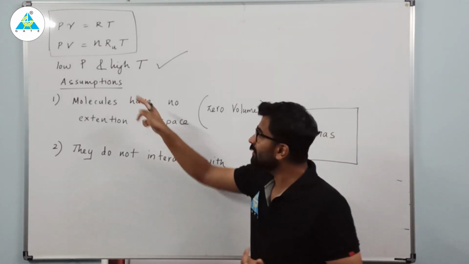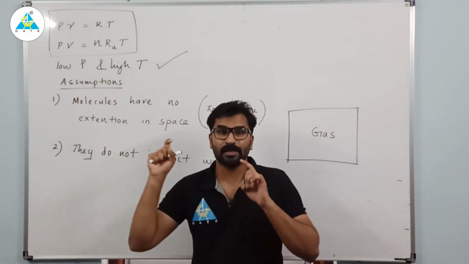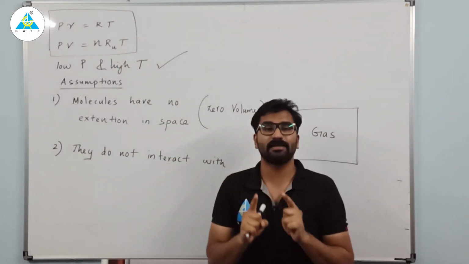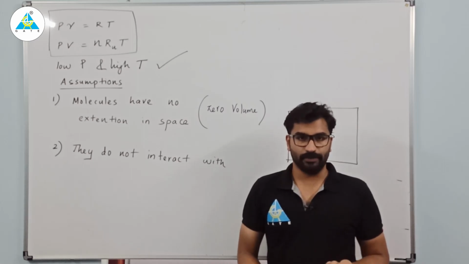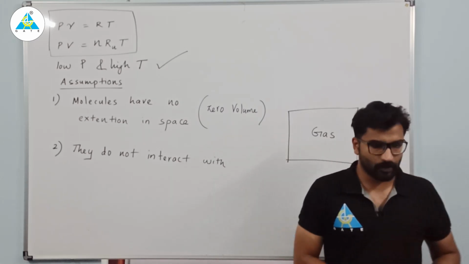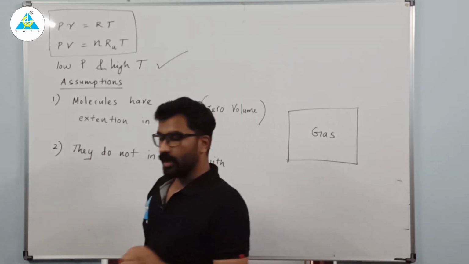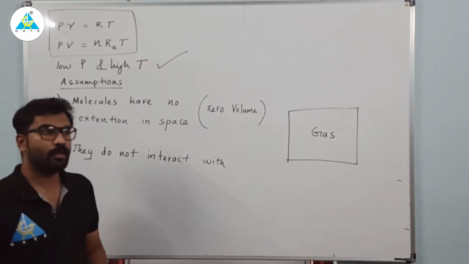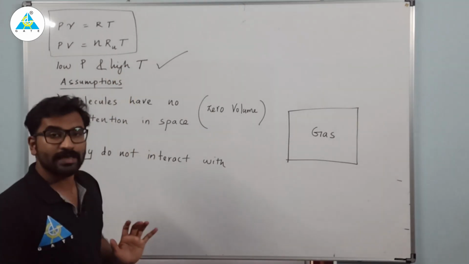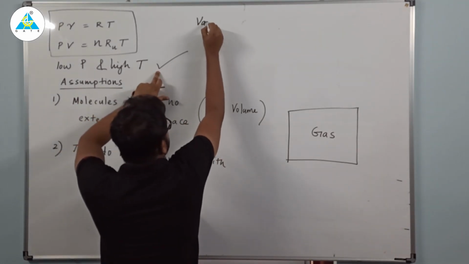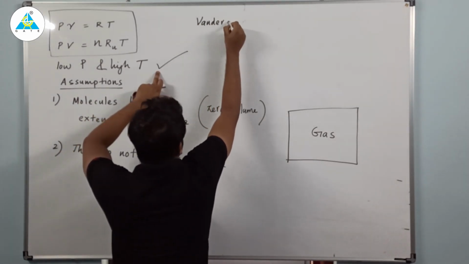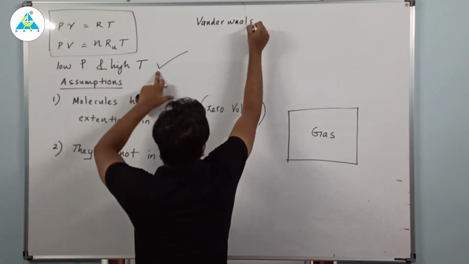So that is why we have a limitation. That is, our ideal gas equation of state is applicable only to low pressure and high temperature. Clear? So this is the problem. Now we can see, other than this ideal gas equation of state, you have a new equation of state. What is that? Van der Waals equation of state.